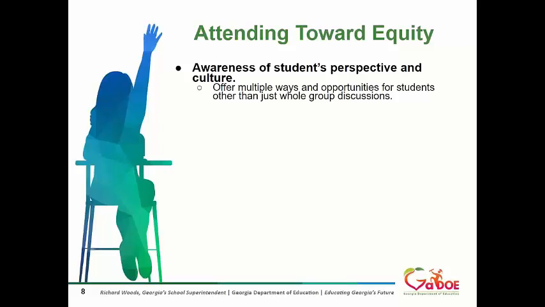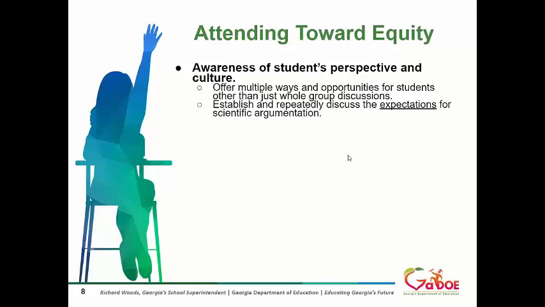Provide multiple ways and opportunities for students other than just whole group discussions. Maybe consider using a technology tool like Flipgrid, where students can post their individual ideas, or doing that agree, disagree, where they can post their ideas and maybe their names aren't on it. So don't always think of argumentation as having to happen in a whole group situation or a small group situation or just in pairs. Offer that variety.